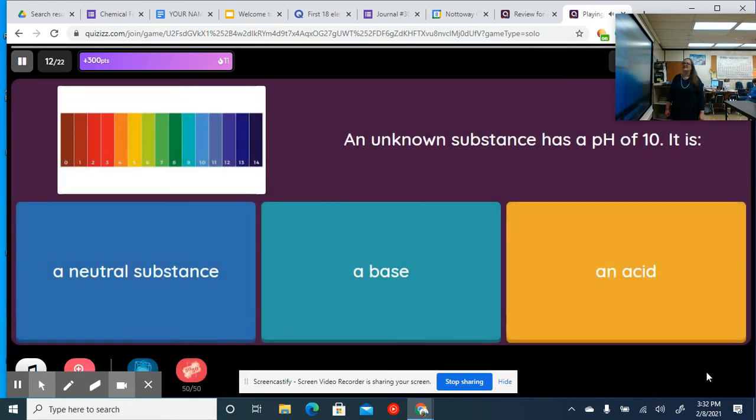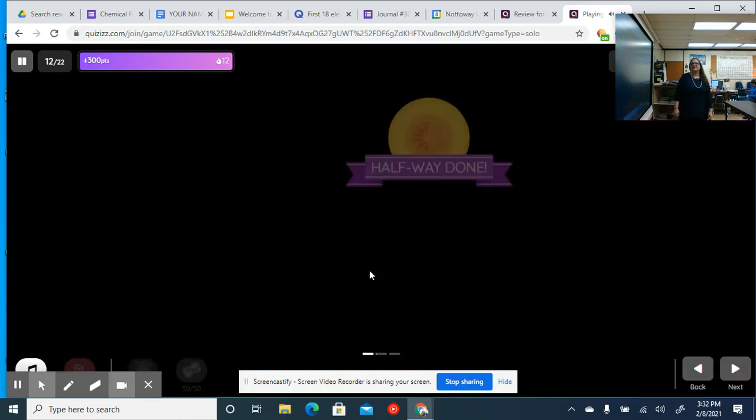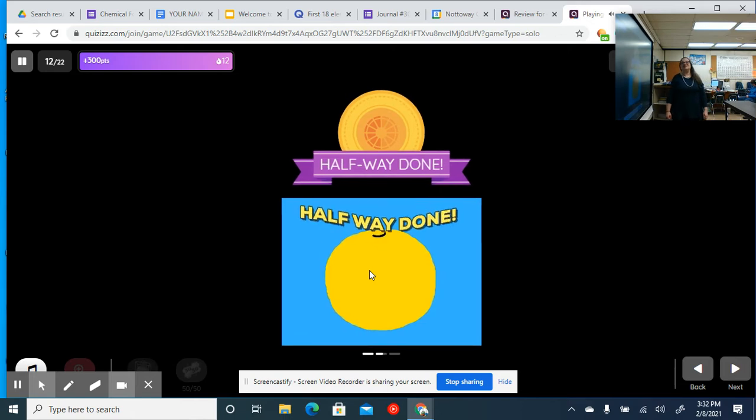An unknown substance has a pH of 10. So it's over here on this end. It's not a burn your face off, but it is a base. Bases are 8 to 14.